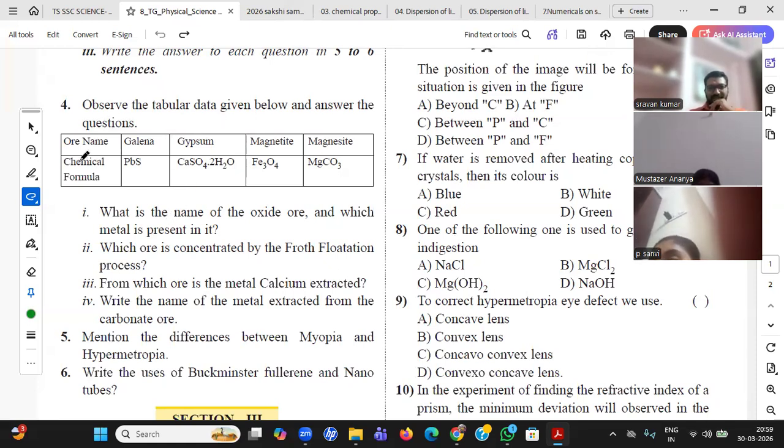Observe the tabular data. Here he has given ore name: galena, gypsum, magnetite, magnesite, and he is giving the chemical formula: lead sulfide, calcium sulfate dot 2H2O, iron oxide, magnesium carbonate. Now he is asking, what is the name of the oxide ore? Which metal is present in it? Come on, students. What is the name of the oxide ore? Where is the oxide ore? Which metal is present in it?